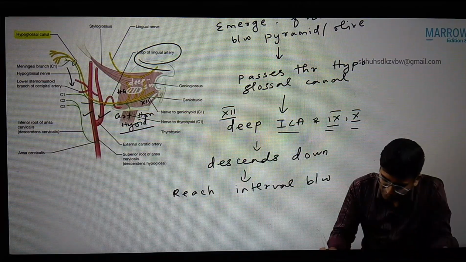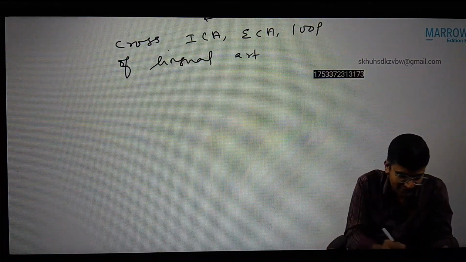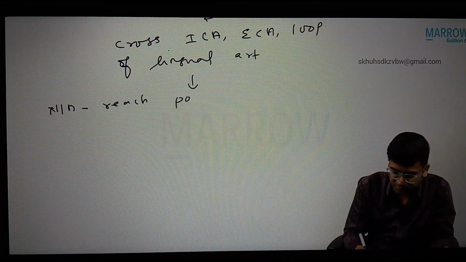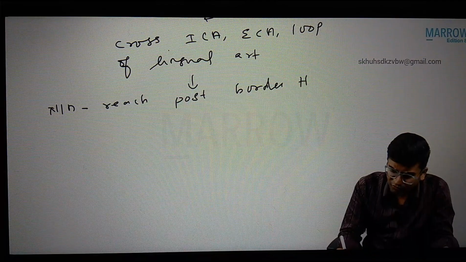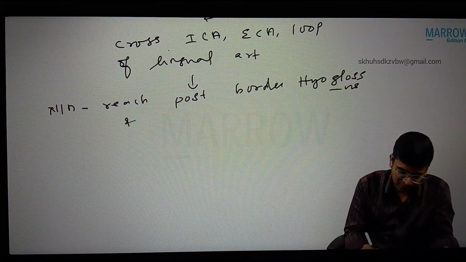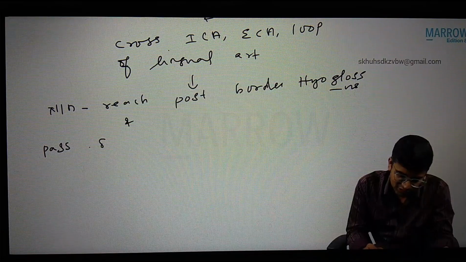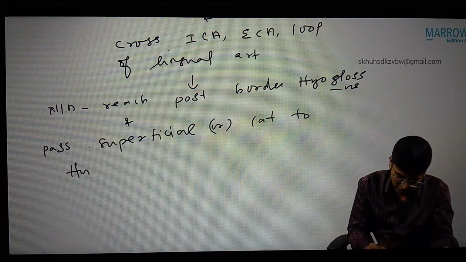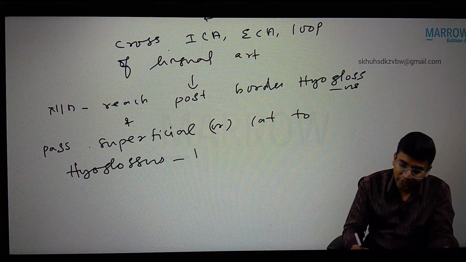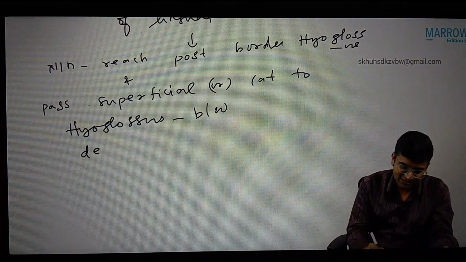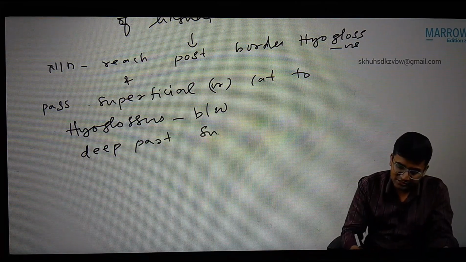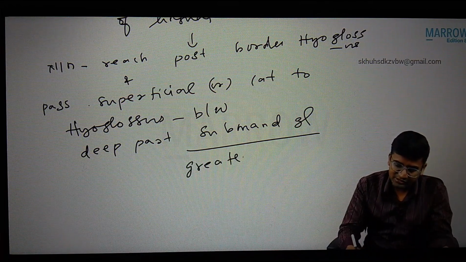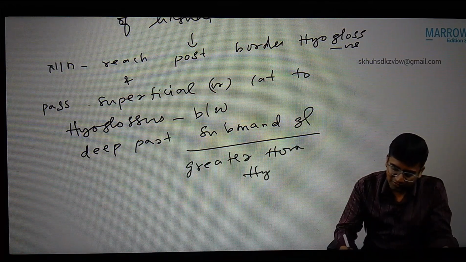Okay. Now we write this relation. So the hypoglossal nerve reaches the posterior border of the hyoglossus muscle, and the nerve passes superficial or lateral to the hyoglossus muscle between the two structures, the deep part of the submandibular gland and the greater horn of the hyoid bone.